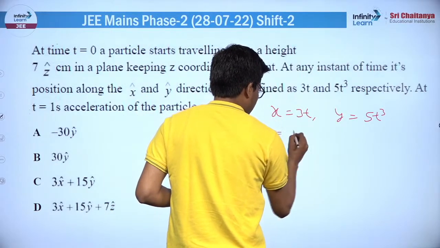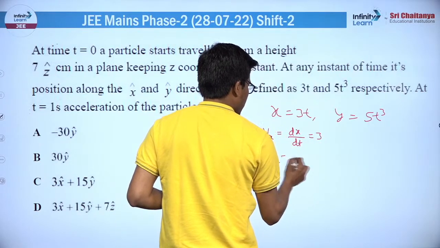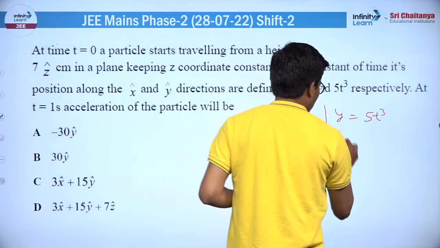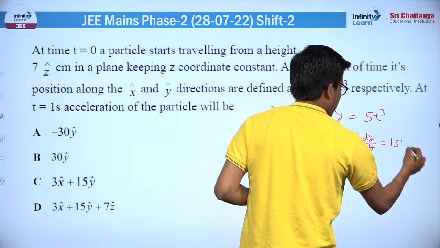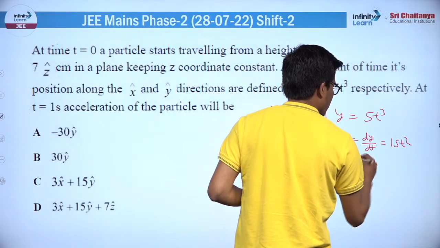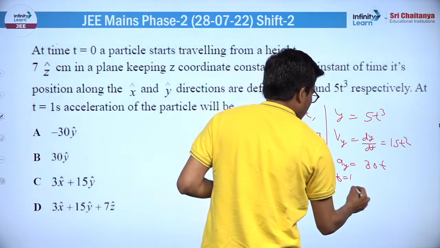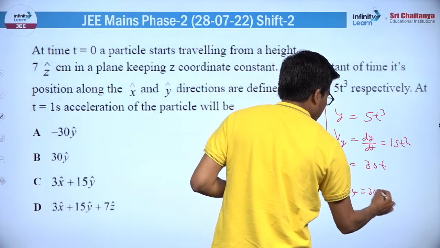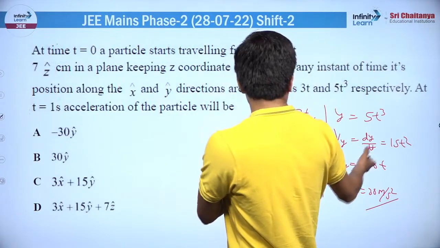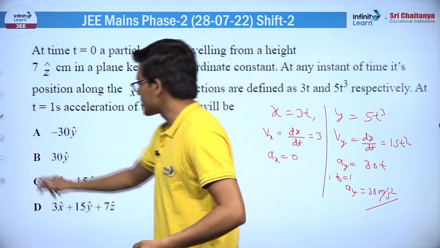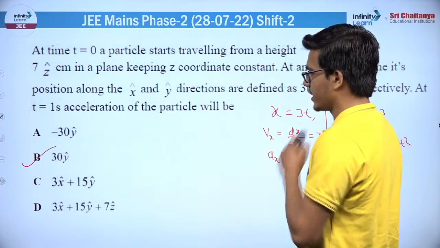At t equal to 1 second you need to find the acceleration. Velocity in x direction you can write dx by dt, that is 3. If speed is constant, acceleration in x direction is 0. Velocity in y direction you can write dy by dt, that is 15t square. Acceleration in y direction will be dv by dt, that is 30t. At 1 second, acceleration in y direction will be 30 meter per second square, and that is positive in direction. So the answer should be B option. Acceleration of the particle is plus 30 in y direction.